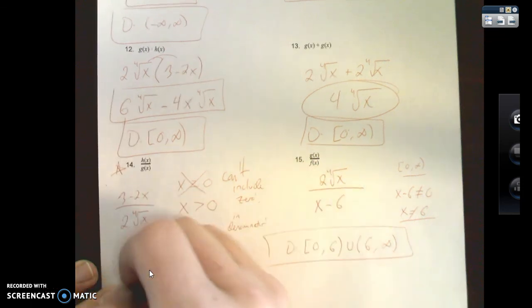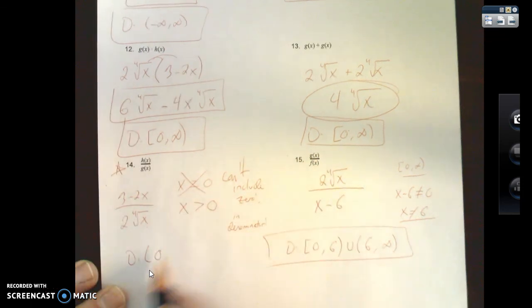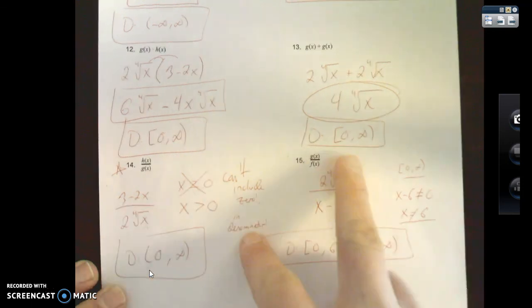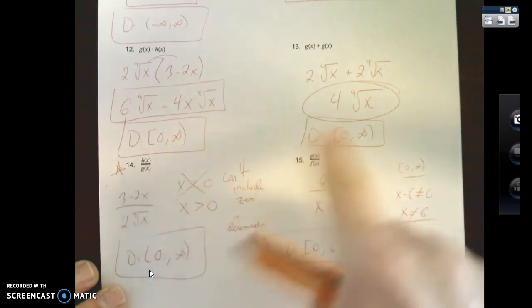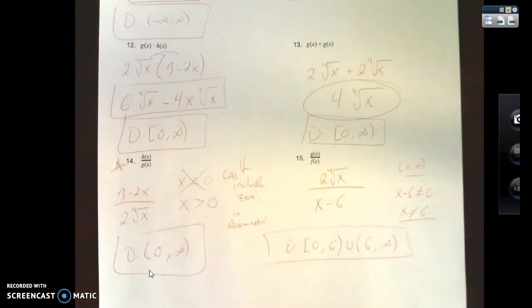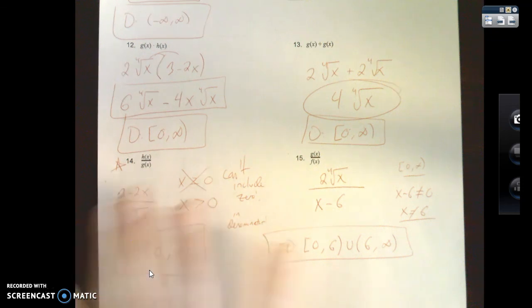So my domain starts at 0, but look, there's a parentheses. That's a big thing. I mean, you might be thinking, oh, these look really, really similar. Parentheses, bracket. That makes a huge difference, okay? So again, a lot's there.